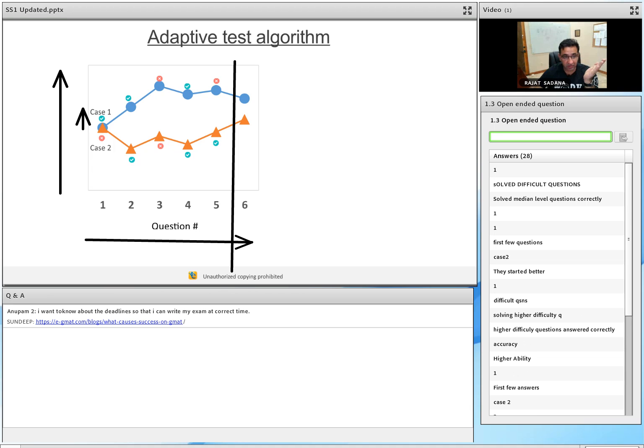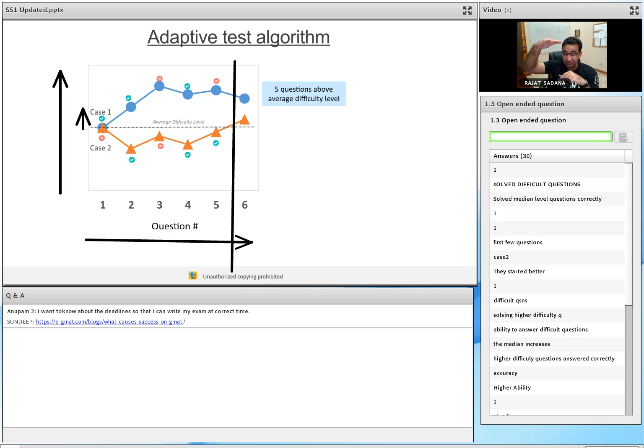The reason why student 1 is better is because student 1 got 5 questions. Each of those 5 questions were either at the average difficulty level or above the average difficulty level. Student 2 actually didn't even get difficult questions to solve. He got one question which was at the average difficulty level. Every other question that student 2 received was below the average difficulty level.